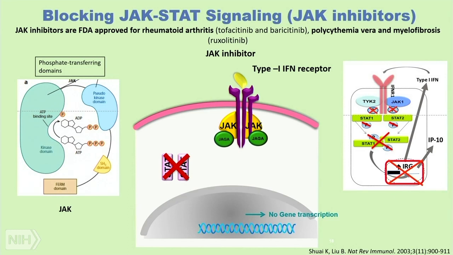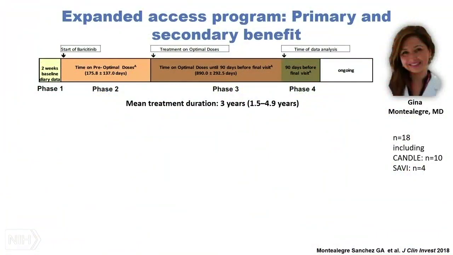So there are 3 currently on the market. None is approved for interferonopathies. Tofacitinib and baricitinib are approved for rheumatoid arthritis, and ruxolitinib for polycythemia vera and myelofibrosis. None is approved for the use in children, which has been a big problem.